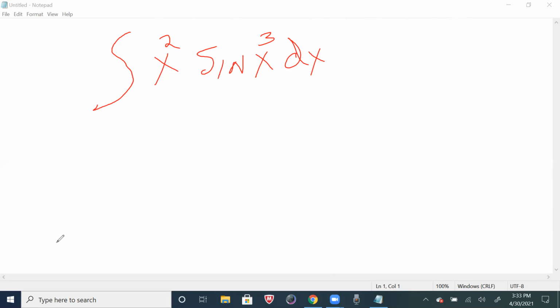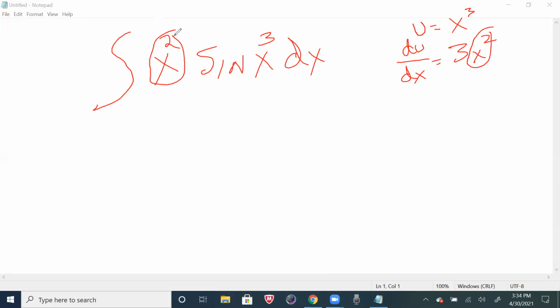Notice why this is a pattern recognition problem. What's the inside? x cubed, right? So the first step, what's du dx? 2x, no, 3x squared. The fact that that's an x squared and we have an x squared there, the 3 we can handle. The important part is that the exponent be the right power. Okay.